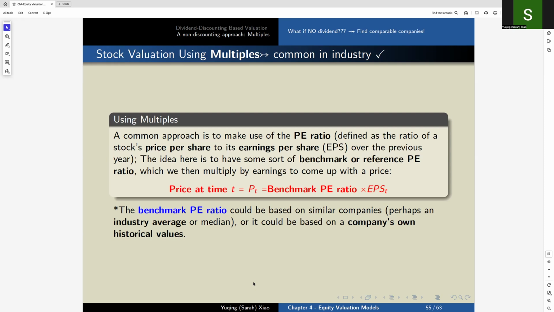For example, if the industry average PE ratio is 20 and your company earns $5 per share, then an approximate price is 20 times 5, or $100. The idea is that similar companies should trade at similar multiples. This makes valuation quick and intuitive, though less precise than the DCF model.